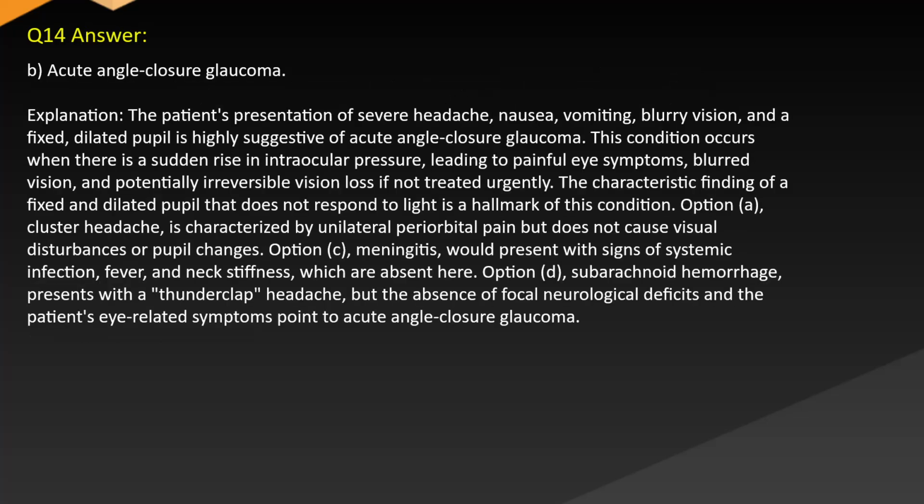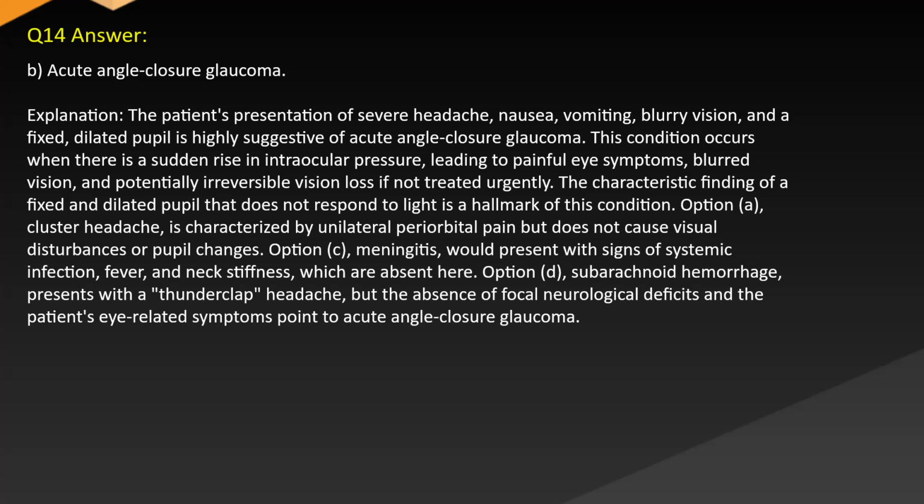Answer B. Acute angle closure glaucoma. Explanation. The patient's presentation of severe headache, nausea, vomiting, blurry vision, and a fixed, dilated pupil is highly suggestive of acute angle closure glaucoma. This condition occurs when there is a sudden rise in intraocular pressure leading to painful eye symptoms, blurred vision, and potentially irreversible vision loss if not treated urgently. The characteristic finding of a fixed and dilated pupil that does not respond to light is a hallmark of this condition.